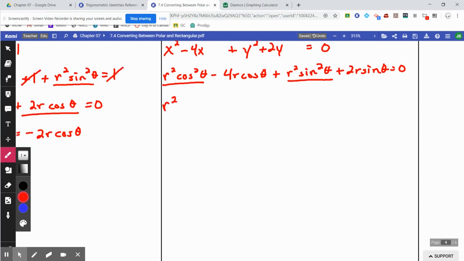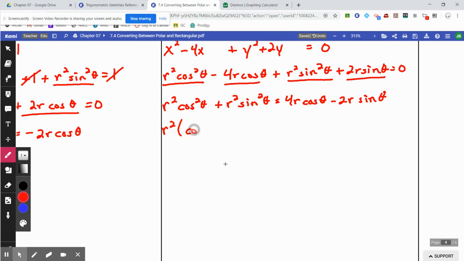When you group those together, r squared times cosine squared theta plus r squared times sine squared theta. And I'm going to go ahead and move everything else to the other side. So that's going to equal, this becomes a positive 4r cosine theta, and this would become a negative 2r sine theta. Factor out the r squared, you're left with cosine squared plus sine squared, which we already know what it's equal to.